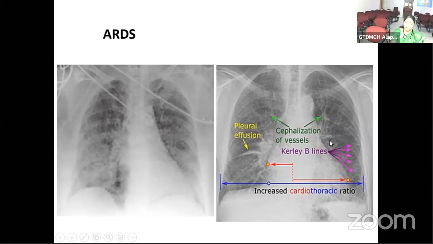But in cardiac failure, there will be cardiomegaly, an increased cardiothoracic ratio. So there is cardiomegaly. You can see small horizontal lines here. They are Kerley B lines. Those will be present in left heart failure, not in ARDS. And you can see pleural effusion in heart failure. This is the horizontal fissure, and fluid is entering into the horizontal fissure. That is why we are seeing it like this. So pleural effusion, cephalization, cardiomegaly, Kerley B lines all will point towards heart failure.